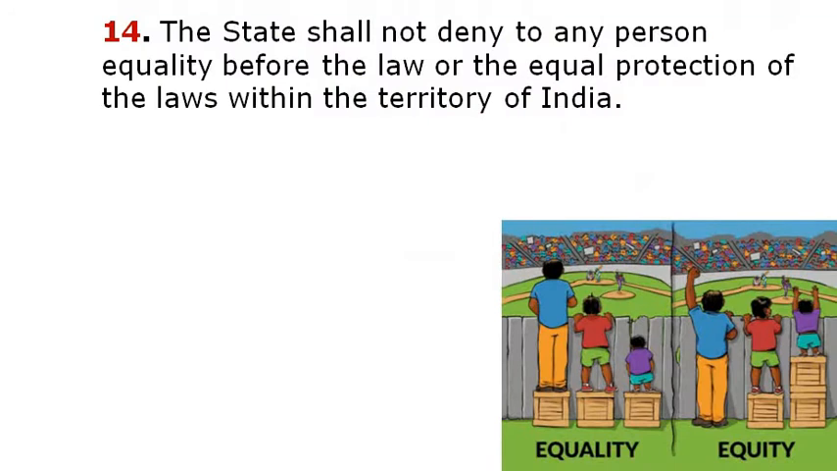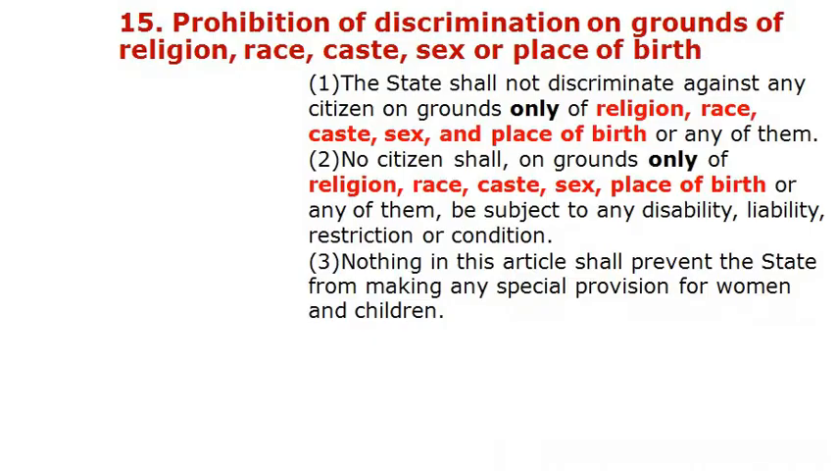Then the equality means each and every person will get the same benefit, but some sections require more benefit than the other section. That means the equity. Then comes the Article 15. Article 15, prohibition of discrimination on the grounds of religion, race, caste, sex or place of birth. That means the Article 15 gives the protection on the discrimination.